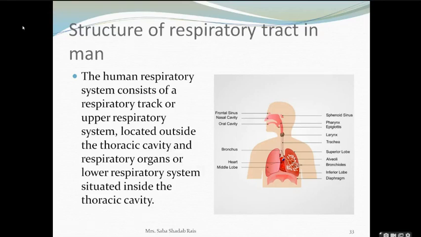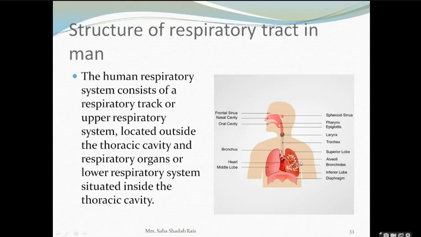So when we talk about the respiratory system of human, the human respiratory tract is divided into two portions, upper and lower. The upper system is located outside the thoracic cavity, and the organs of the lower respiratory system are situated inside the thoracic cavity. This is our thoracic cavity. Whatever part is present above it is called the upper. So this is the upper, and this is the lower.